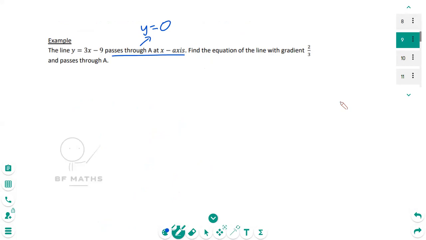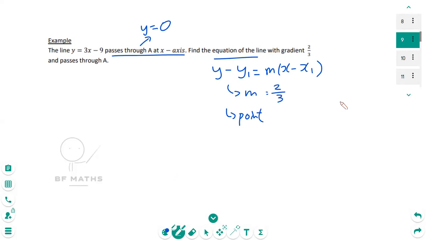To find the equation of the line, we know we have to use the formula y minus y1 equals m times (x minus x1), right? We need two things: the gradient and the point. So these are some jottings for you. Do we have a gradient? Yes, we do from the question, 2/3. But the point, we don't. The point is point A. So the first task is to work out the coordinates of A.